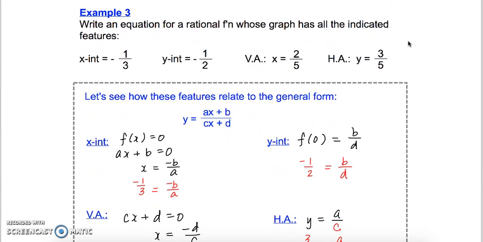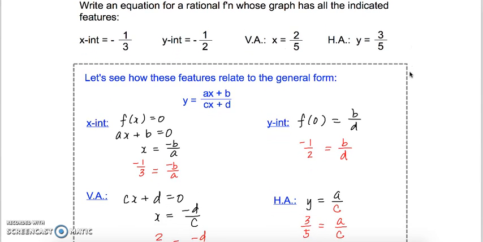Example 3. We're trying to work backwards and play detective here. Write an equation for a rational function whose graph has all the indicated features. You're given the x-intercept, y-intercept, vertical asymptote, and horizontal asymptote. So there's a bunch of combinations of numbers. Some numbers are positive, some numbers are negative. So we have to do some mix and match here.